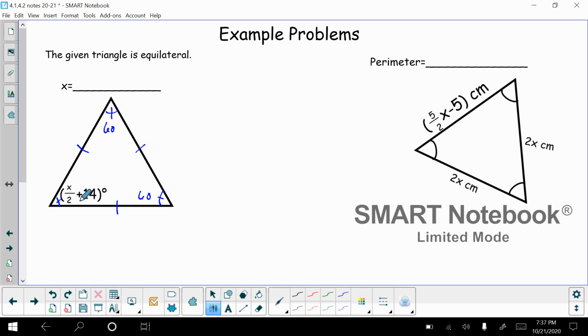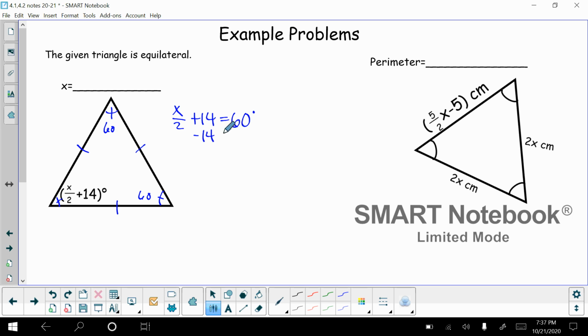Some of y'all might say, well, I'm gonna multiply it times 3 and then set it equal to 180. That is correct also. And you can do it that way if you want, okay? But this one's a little bit quicker. So I have x over 2 plus 14, and I'm gonna set that equal to 60 degrees. And now it's just a matter of solving for x, because that's all we need to do.